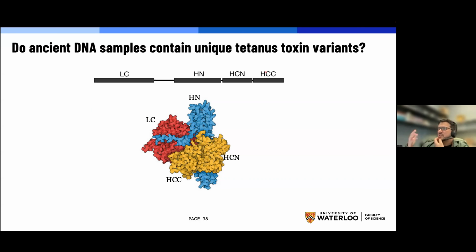So this is showing you a structural model of tetanus toxin. Okay, so tetanus toxin has these four domains. The LC, or the light chain here, which is shown in red, this is really the key metalloprotease domain that is responsible for SNARE cleavage. The other domains are responsible for binding to human cells and translocation of the toxin into the cytosol.